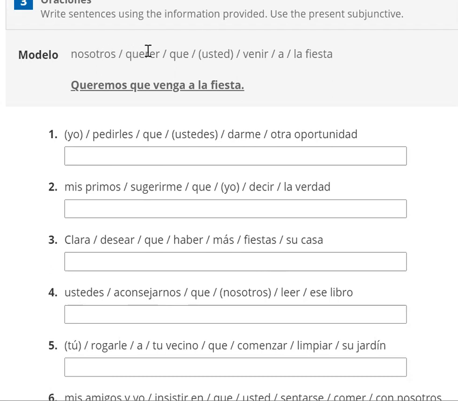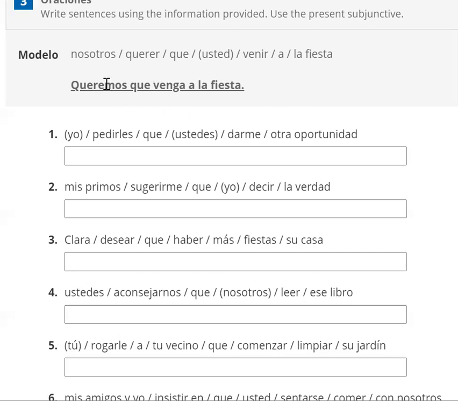We've got nosotros with querer, que, and venir. We know it's going to be the usted form, a la fiesta. So we're not changing too many elements of this. We're just going to make sure we form querer in the nosotros form. But we know we want to start off our sentence with something in the indicative. The indicative tells us whether or not we have a subjunctive trigger. So we'll conjugate queremos, that's a verb of influence. There's a subjunctive trigger. As long as we have a new subject, which we do, it's usted in the subordinate clause. So we end up with queremos que venga a la fiesta.